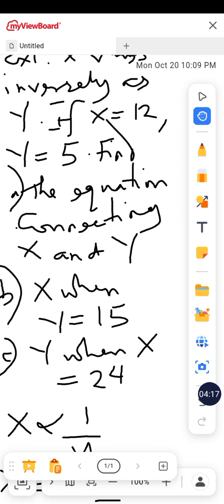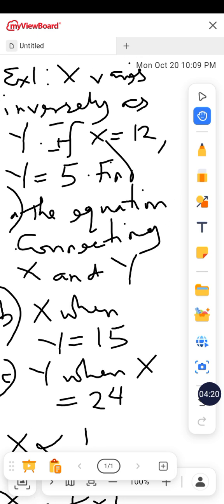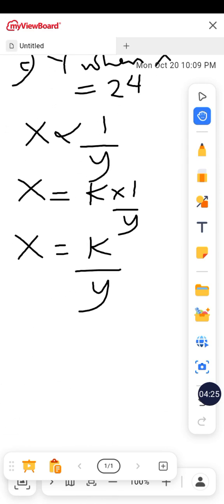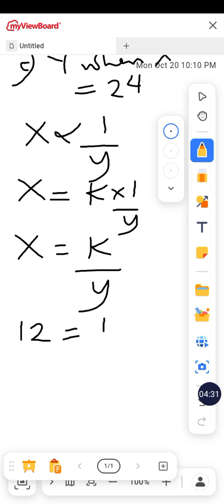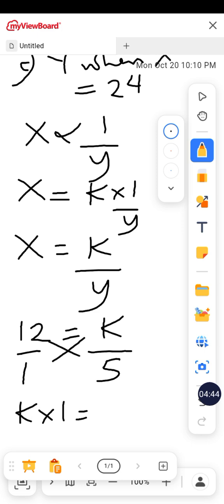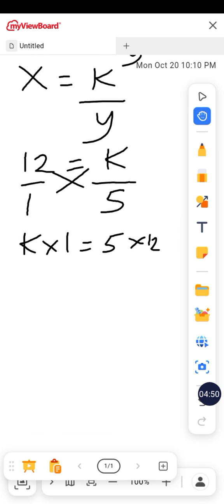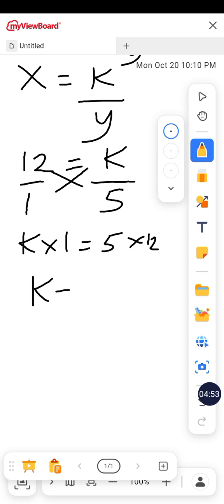The very first set of data, I've told you earlier, is for you to get the value of your k. If x is 12, y is 5. So let us substitute to get the value of k. x equals 12, y is 5. In this type of mathematics, it is a division problem. How do you get rid of a division problem? Multiplication will be the answer. So we cross multiply. That will be k times 1 equals 5 multiplied by 12. And when you multiply 5 by 12, you are going to have k equals 60. So we have been able to get the value of our k.